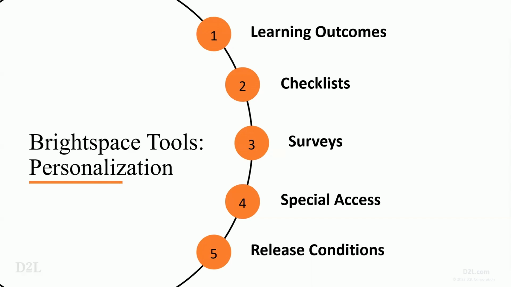Something to keep in mind, if you are including individual learning outcomes, make sure your students don't have access to the class progress tool. That way, individual learning outcomes remain private for students.